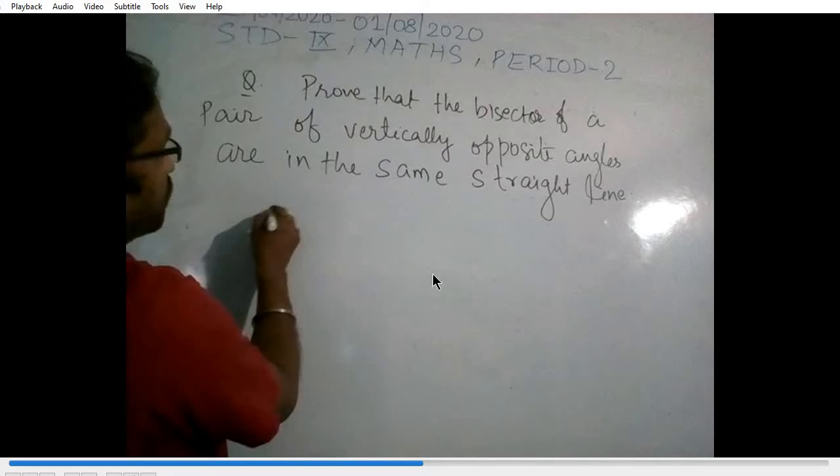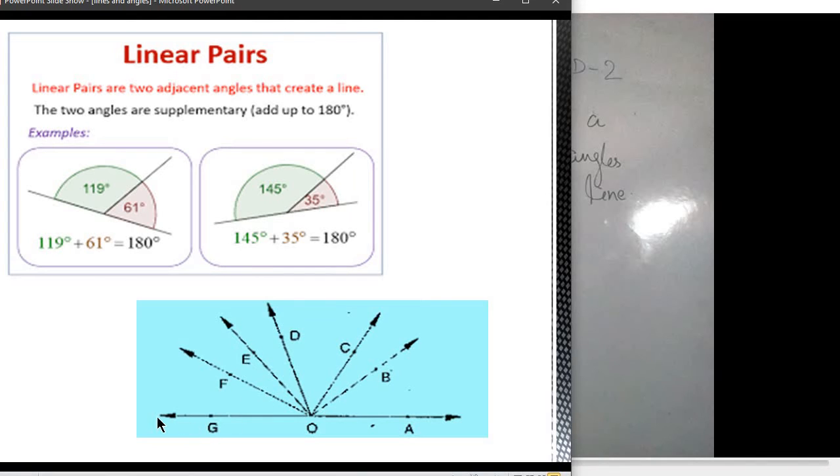180 degrees. On a straight line, if rays are standing, we have seen in this slide that the sum of all the angles, either two angles or more than two angles, should be 180 degrees, then it will be a straight line. Why? Because the sum of all these is equal to 180 degrees. So now that concept we are going to use here.